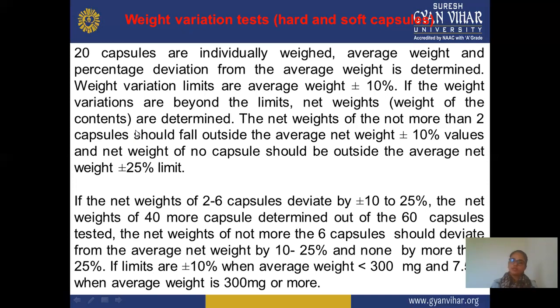The limit is plus minus 10% when the average weight is less than 300 mg, and 7.5% when the average weight is 300 mg or more. This is also a specific condition according to the net weight of your capsule or your formulation. Suppose your capsule net weight is less than 300 mg. In this case, you can select a variation of plus minus 10%. If it's 300 mg or more, then in this condition the percentage changes. It reduces to plus minus 7.5%. So this is regarding the weight variation test.